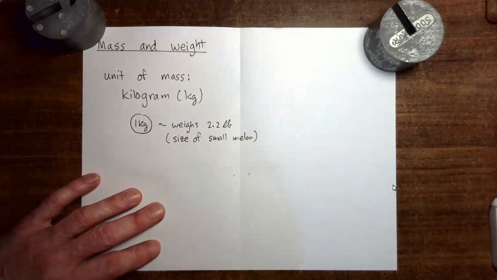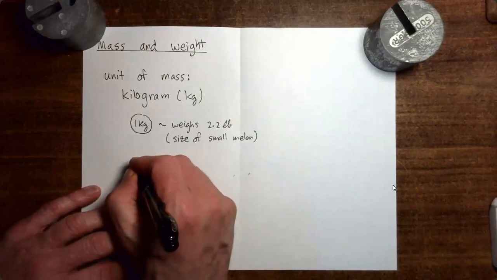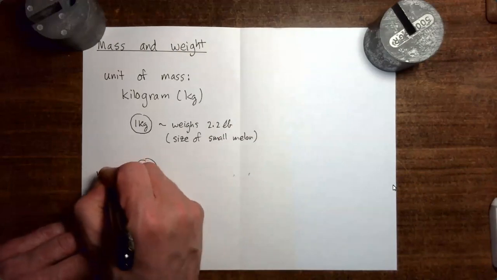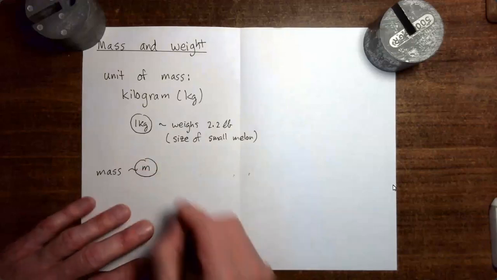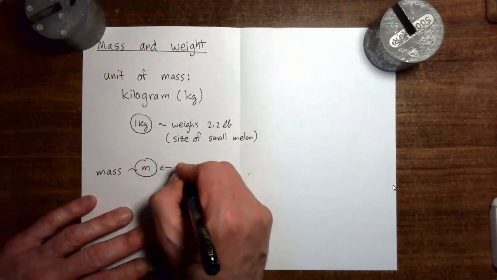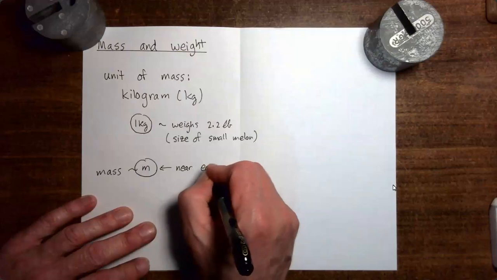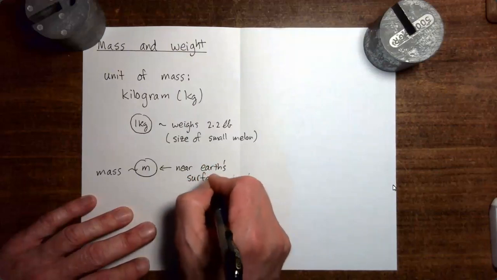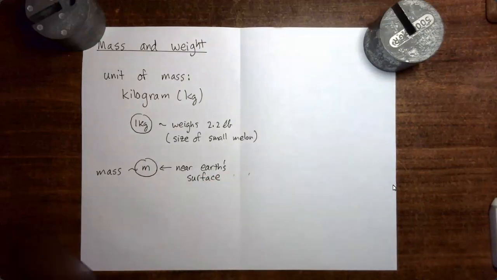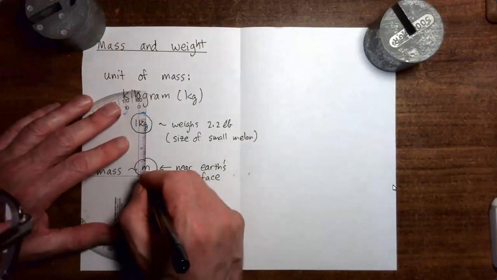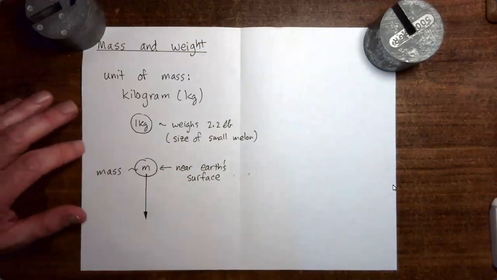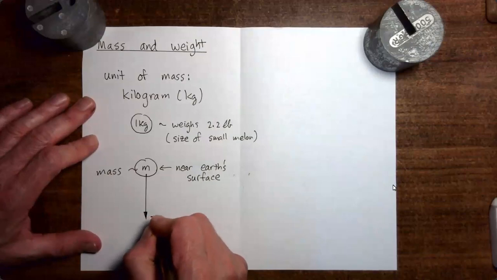Okay, so anyways, as I said, what we need to be able to do with the mass of an object is to use the mass of the object to calculate that object's weight. So let's say we have here an object with a mass of m, so m for mass. And let's say the object is near the Earth's surface. So if we have an object of mass m, which is near the Earth's surface, then we can use that to calculate the magnitude of the gravitational force acting on the object.